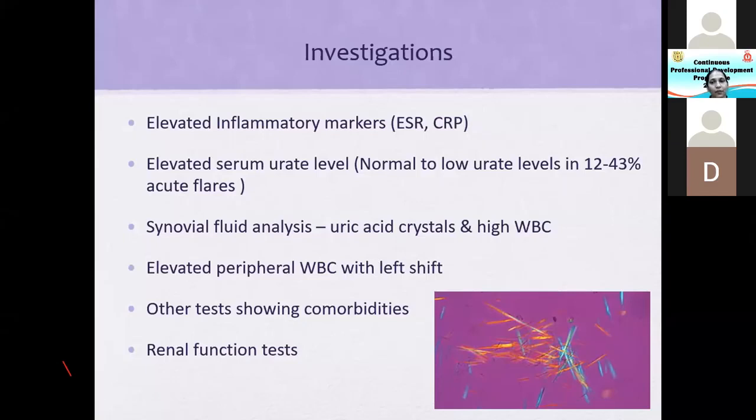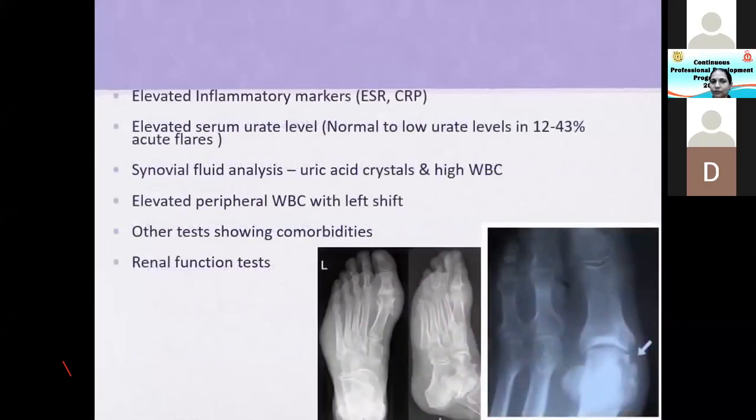In the peripheral blood film, you can have elevated WBC as well with a left shift. Other tests might show comorbidities, renal impairment. It's very important to do the renal function test.